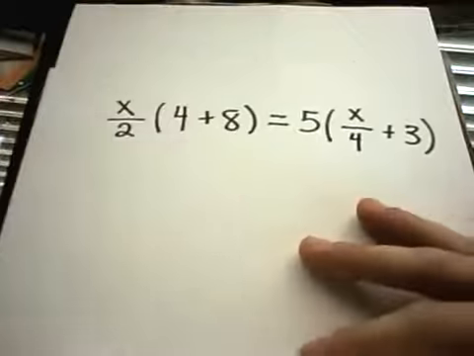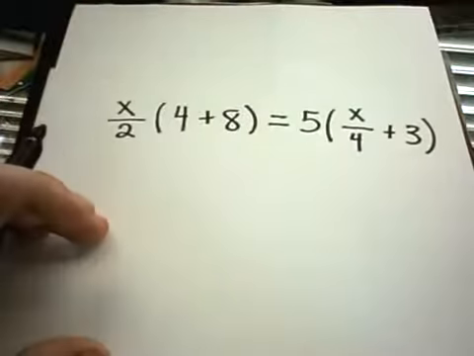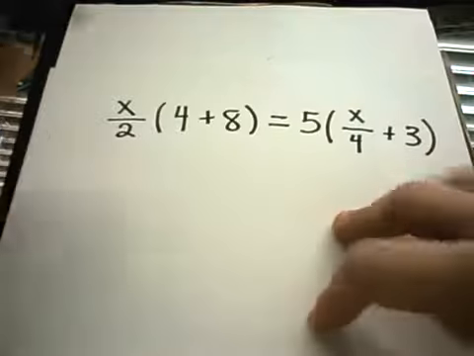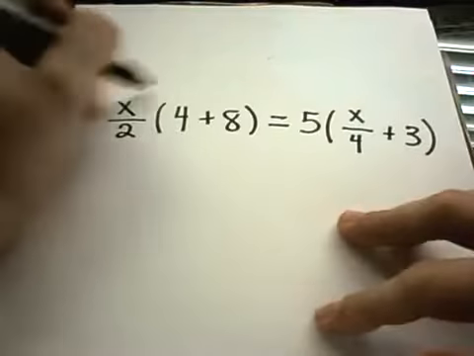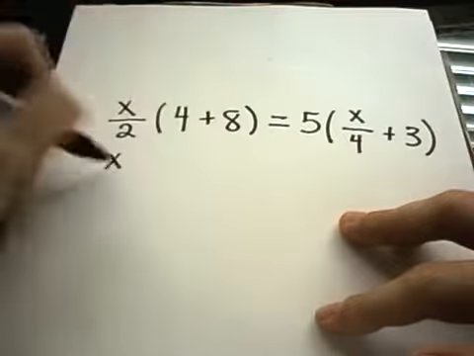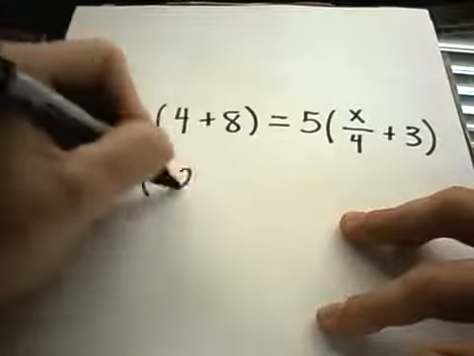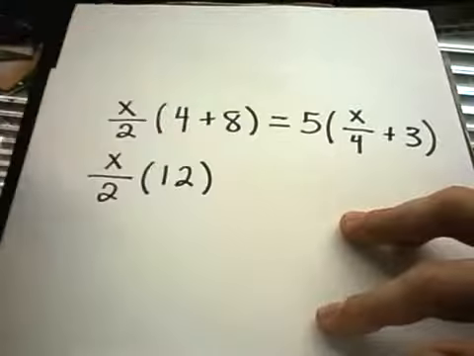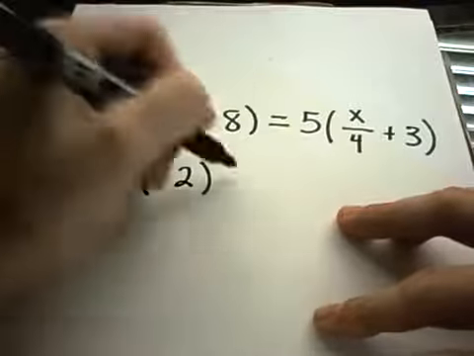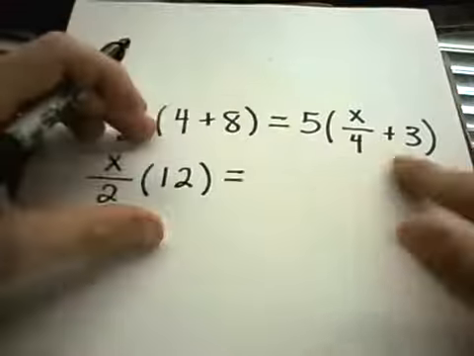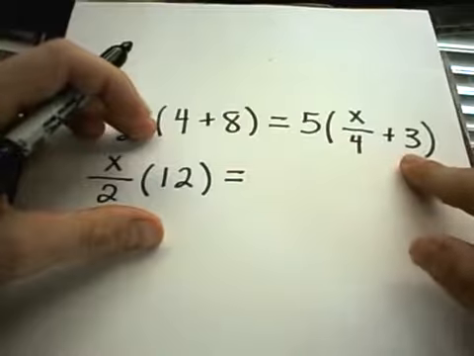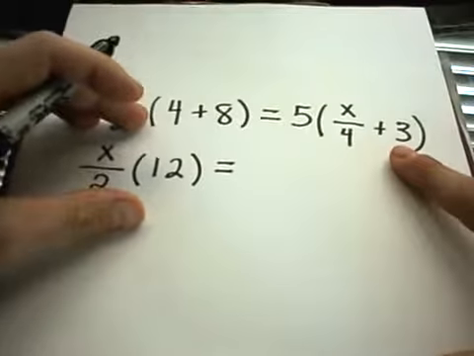I do have fractions floating around, but that's okay. I could distribute the x over 2 to both terms, but instead, since I see something in the parentheses that I can combine, I'm just going to combine that straight away. So 4 plus 8 is 12. I can't combine the things in the parentheses here, so I am going to multiply.